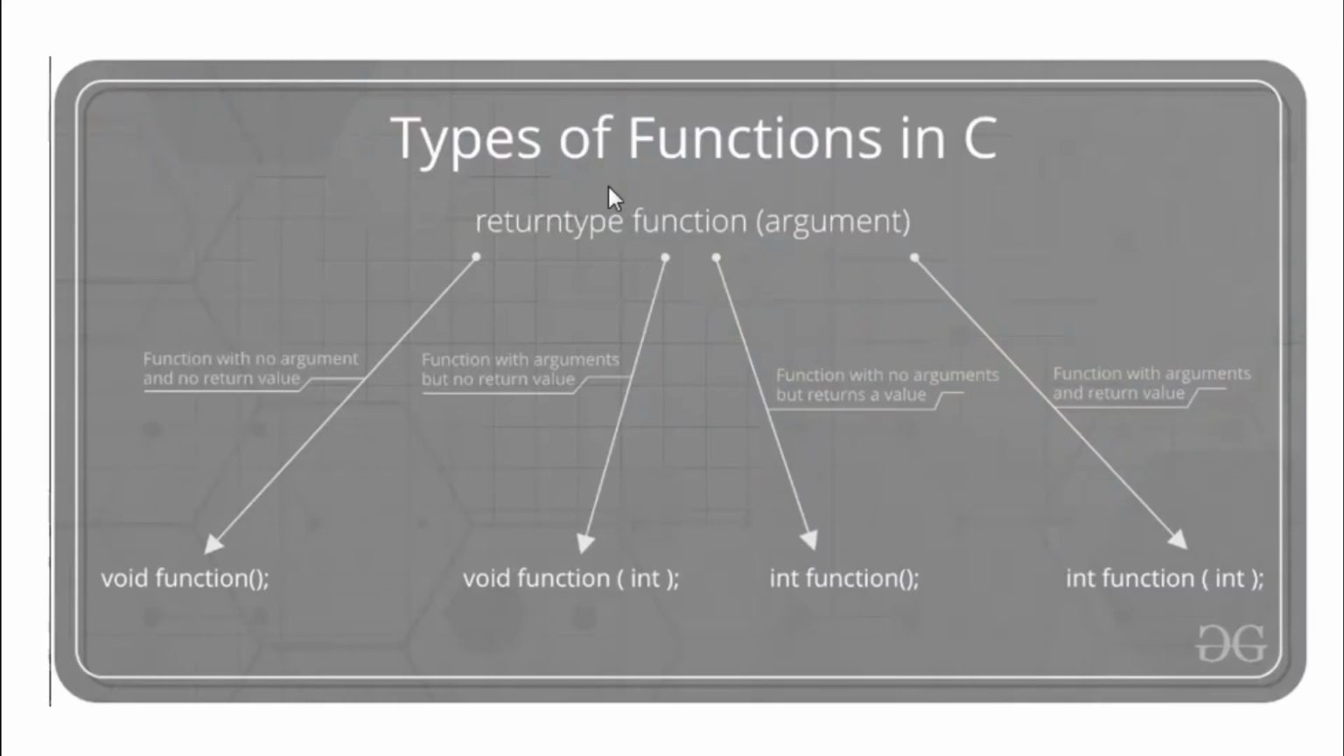There are four types of functions in C. First is a function with no argument and no return value. Second is a function with argument but no return value. Third is a function with no argument but a return value. And lastly, a function with argument and return value.